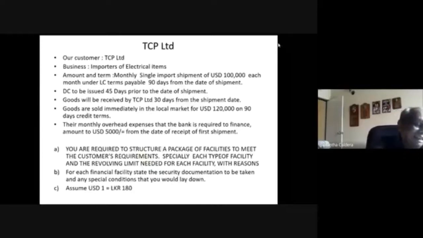90 days credit terms. Right? Then it will take funds to receive, that is US dollars 120,000.